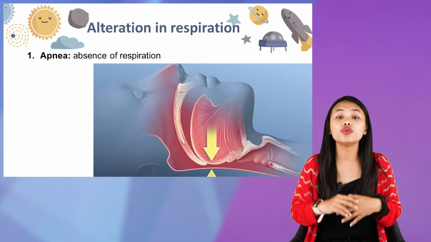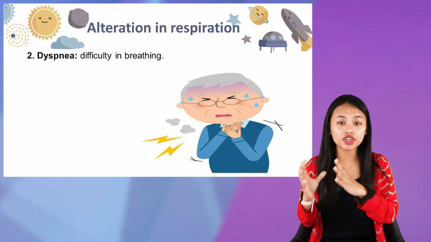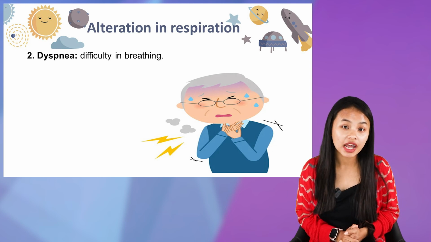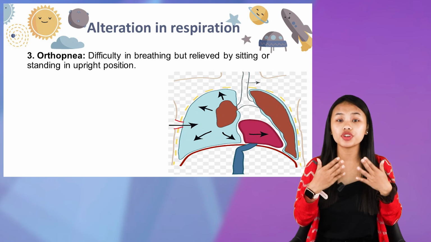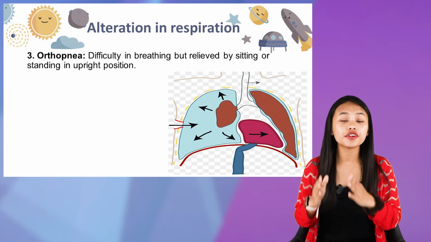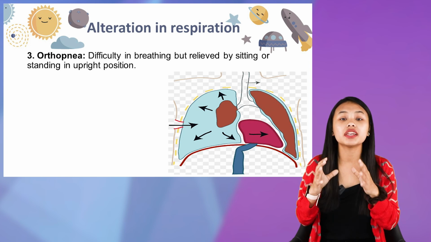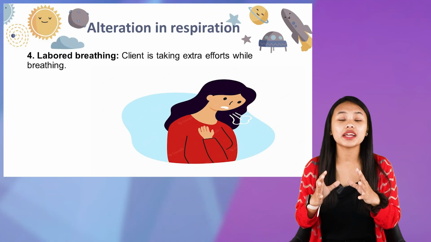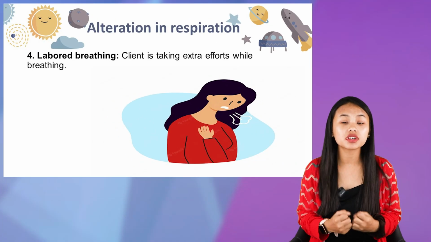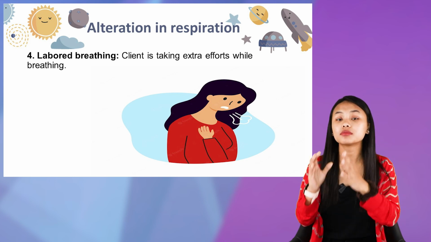And also if you found that the client is having difficulty in breathing, then you can term it as dyspnea. And if the client is having difficulty in breathing, but it is relieved if he or she is sitting or standing in an upright position, then it can be termed as orthopnea. If the client is taking extra effort in order to breathe, then we can term it as labored breathing.